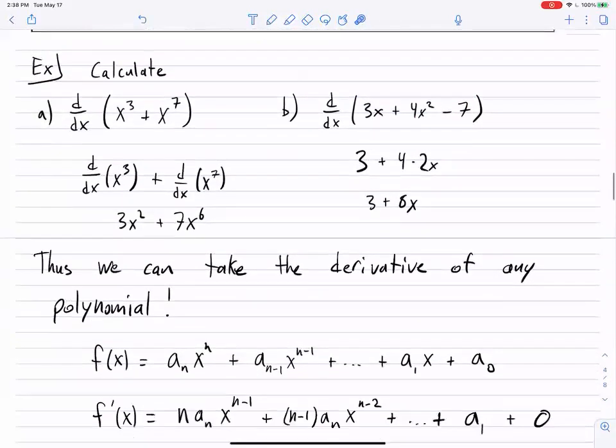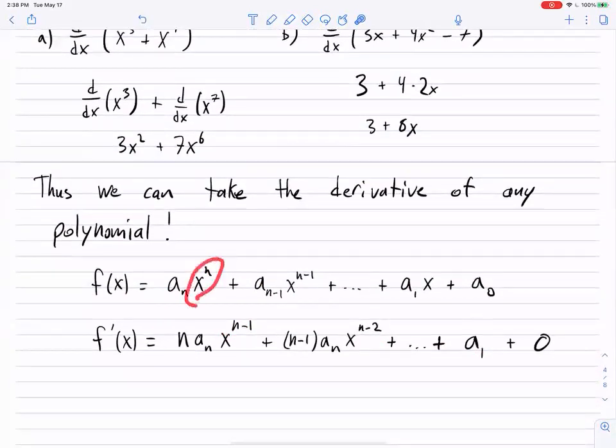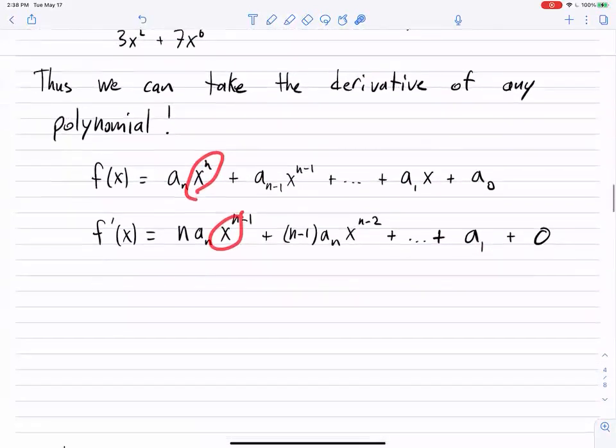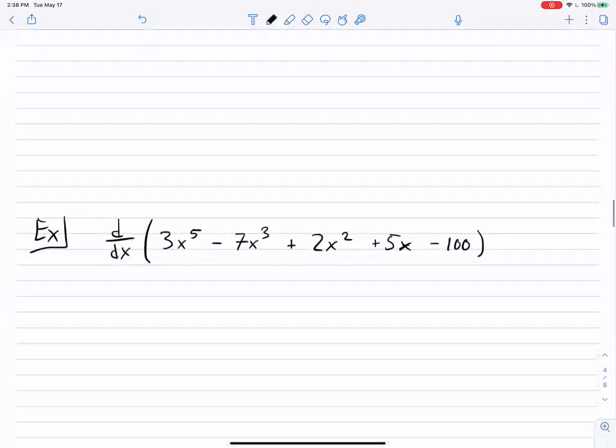So thus we can take the derivative of any polynomial. If you're given a polynomial where a sub n is just kind of the coefficient on the nth term, so x to the n, x to the n minus 1, so on and so forth, the derivative is you just bring down the exponent and subtract. And so if you have an nth degree polynomial, meaning the leading term is power n, then the derivative is an n minus 1 polynomial. So if you have a x to the third here, this would be an x squared, so on and so forth. And so that's really nice. So now we can take the derivative of a polynomial really easily.